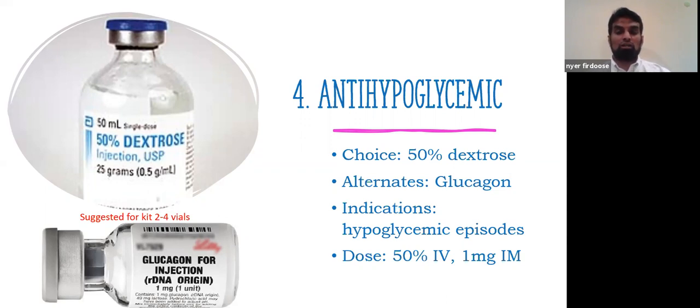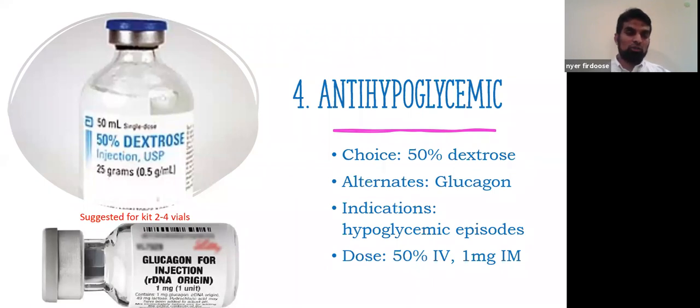Now, the dosage of glucagon for an adult is 1 milligram, and if the patient is less than 20 kgs, then the recommended dose is 0.5 milligrams. Glucagon is available in different formulations.